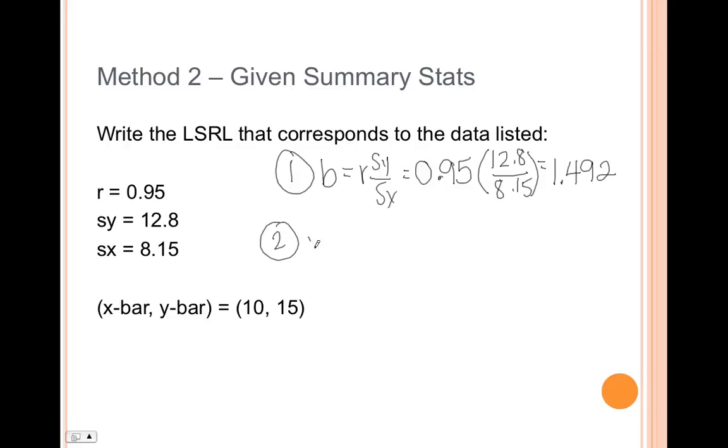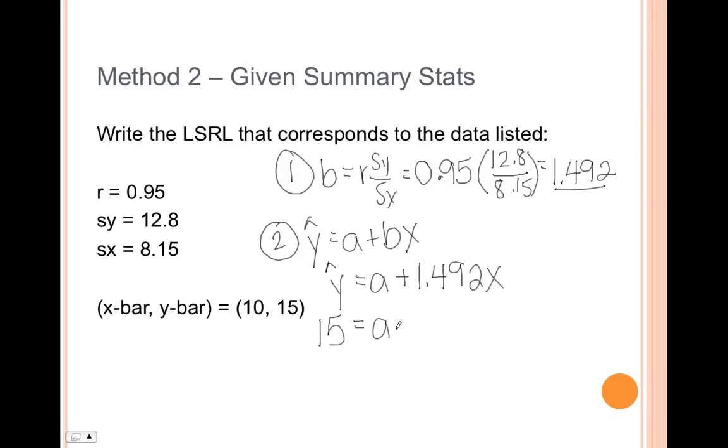Okay. Now y hat is equal to a plus bx, but I know b, so this becomes y hat is equal to a plus 1.492x. And all I need to do now is solve for a, but that's easy because I know x bar and y bar are going to fit in for x and y. So I'm writing 15 is equal to a plus 1.492 times 10. And I multiply these two together, subtract them to the other side, and I get a is equal to 0.08. Is that what you get?